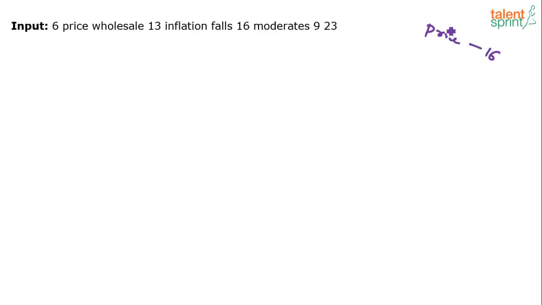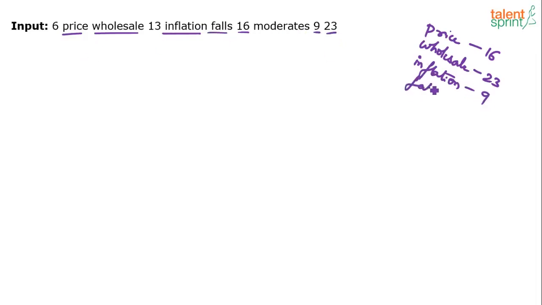You don't have to write this separately on paper, but for the clear explanation, I'm just putting it up, right? Price and 16 will go together. So whenever you move price to the extreme left, 16 will be moved to the extreme right. Similarly, the word here is wholesale. First letter is W, which is 23rd. So wholesale will move along with 23, or rather 23 will move along with wholesale. Inflation, I, 9th letter. Do we have the number 9 here? Yes, we have 9. So 9 will go with inflation. Then we have falls. Falls starts with F, which is the 6th letter, right? So falls and 6 will move together. And finally moderates and 13. M, 13th letter. Moderates will go with the 13th letter.